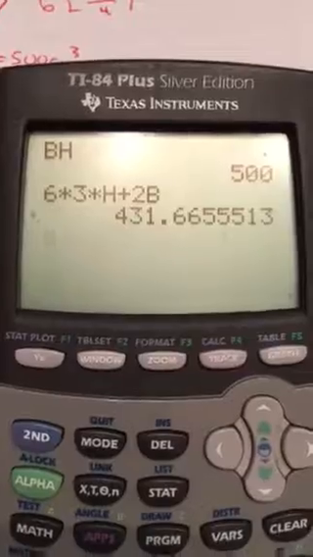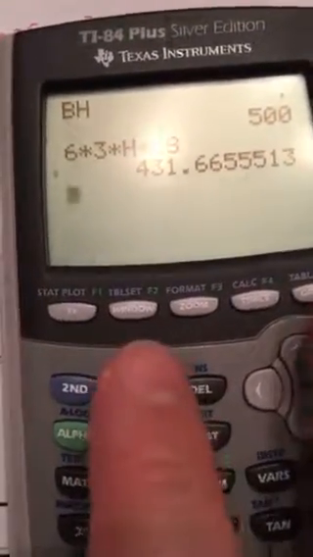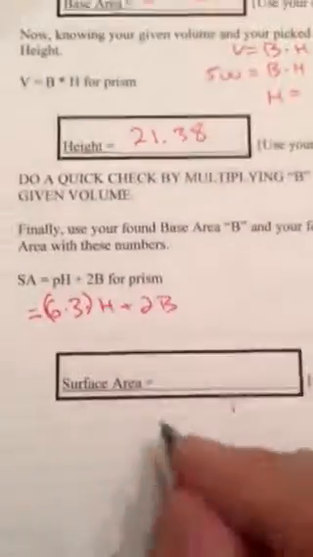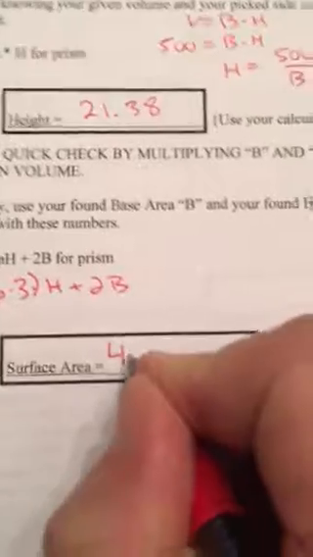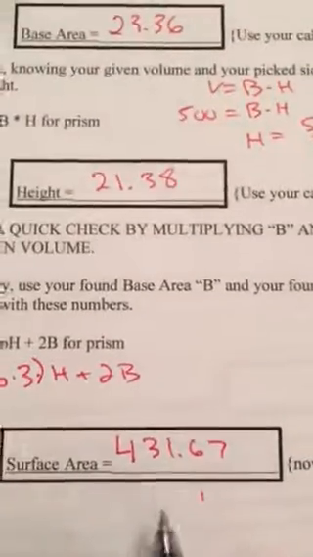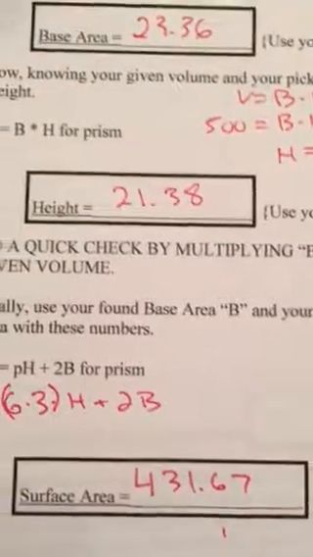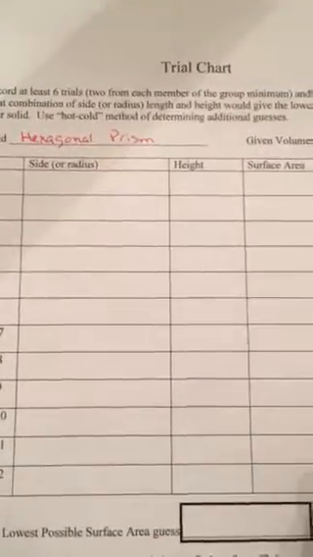Hit enter. And we get a surface area of 431.67. We'll say 67 rounded. 431.67. Put that on our sheet. Okay, so for my guess of 3 for every side, we get a surface area of 431.67. I don't know if that's going to be good or bad, but when I go to this chart, I'll go ahead and enter everything in.